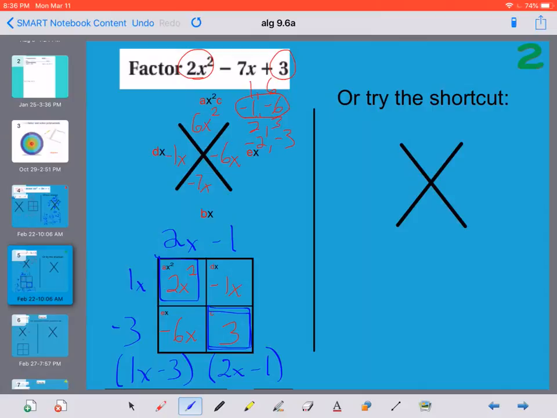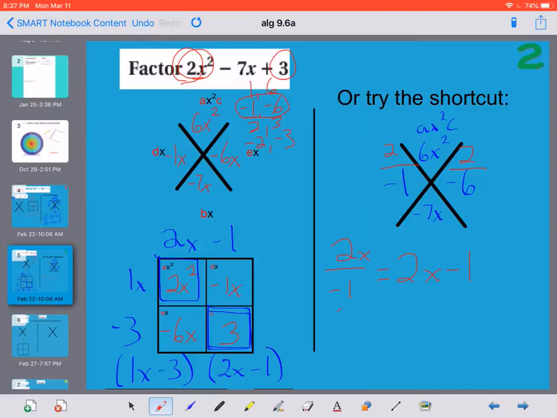Now let's try the shortcut. Remember, we need ax squared times c again. So that would be 6x squared. Bx was negative 7x. And we found negative 1 and negative 6. Now we're going to make these into fractions. What we're going to put on top is the coefficient, so 2. So I'm going to put 2 here, 2 here. So I'll have 2 over negative 1. I'm going to put an x there. And I know that I can't simplify that, so it's just going to be 2x minus 1.